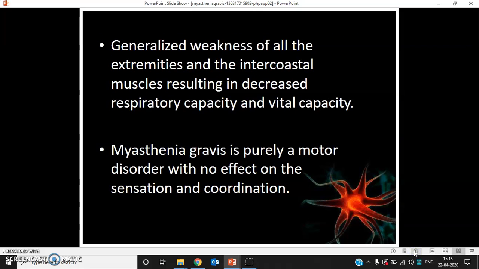Generalized weakness of all extremities and intercostal muscles, resulting in decreased respiratory capacity. As I told you, the intercostal muscles are muscles in between the ribs. So if there is a myasthenia gravis patient and the receptor sites are damaged, what will happen? Definitely the extremities and the intercostal muscles will result in decreased respiratory capacity, or vital capacity. The patient won't be able to breathe in severe cases.